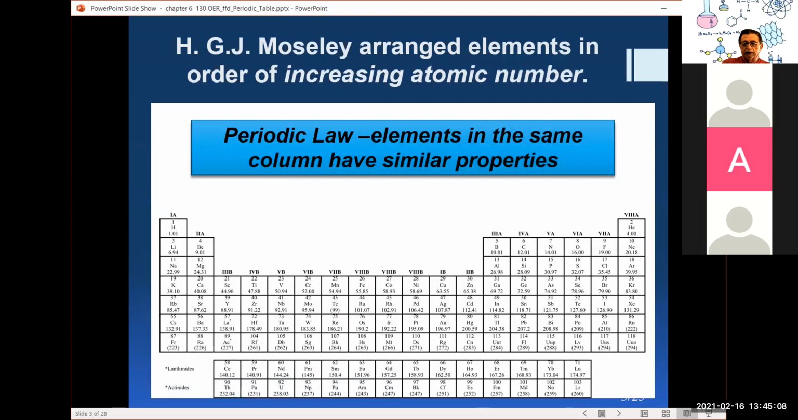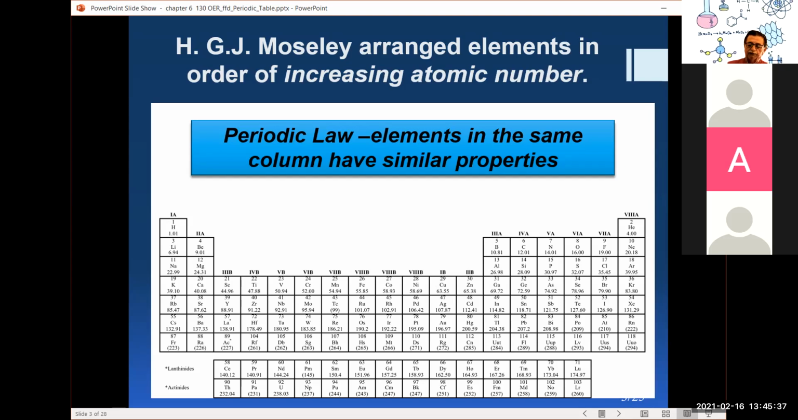Another scientist, Moseley, I believe we pronounce that. His periodic table. By this time, we started getting more of them, discovering more of the elements. He put them in increasing atomic number. Okay, and also he put them in the same group. So he arranged his tables like Dimitri did. They're in the same column because of similar properties.